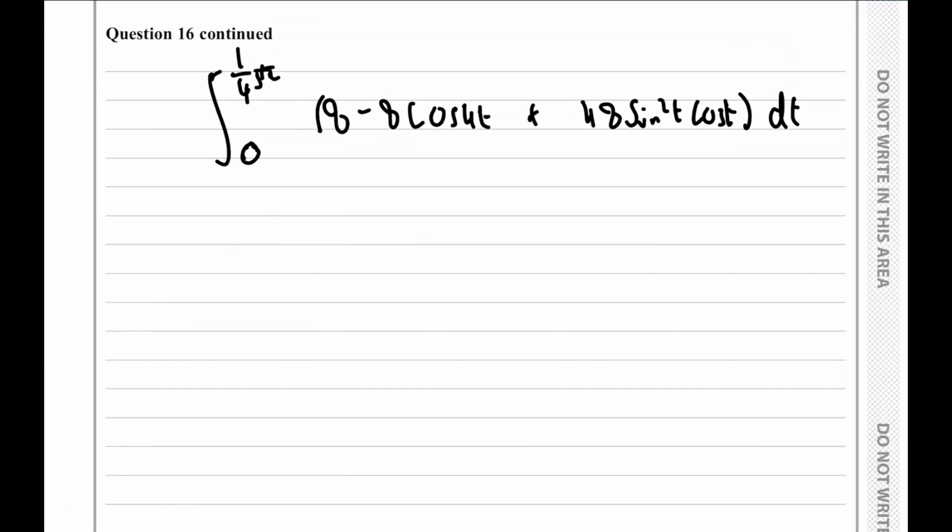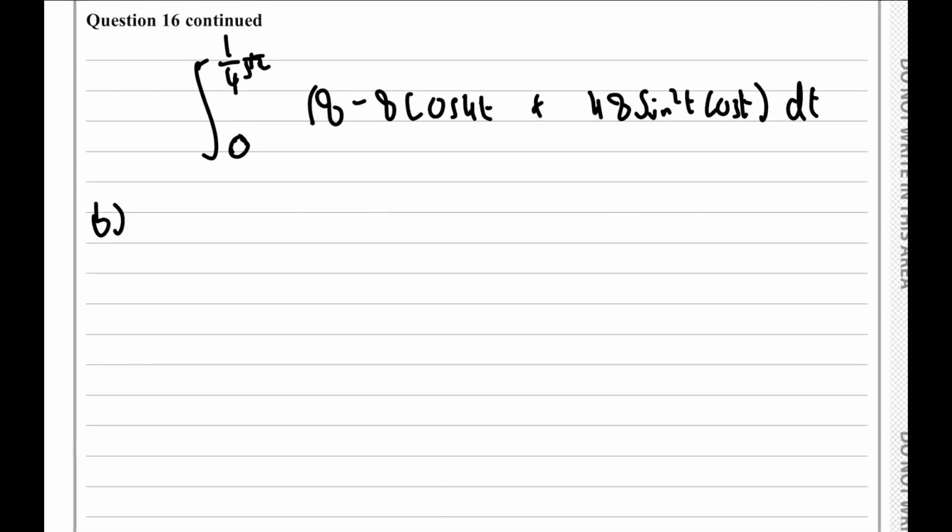So all we need to use is the integral from part A. So if we look at our integral, it's 8 minus 8 cos 4t plus 48 sine squared t cos t. The 8 minus 8 cos 4t is simple integration, so we'll deal with the 48 sine squared t cos t first. So I'm going to split this integration up. So 48 sine squared t cos t dt is our integral now.